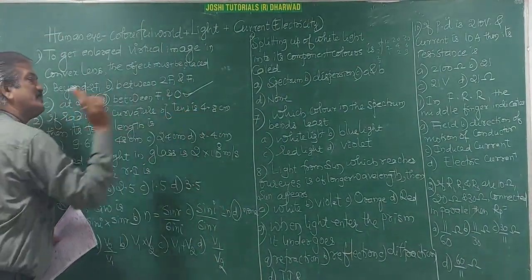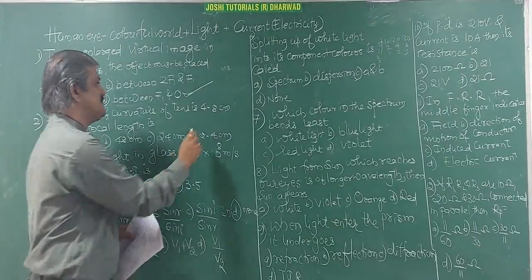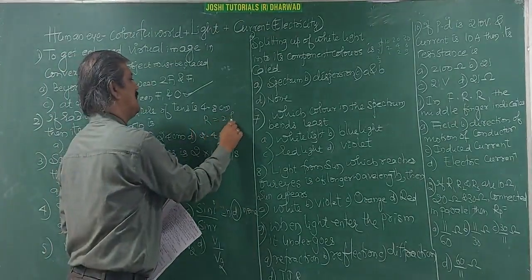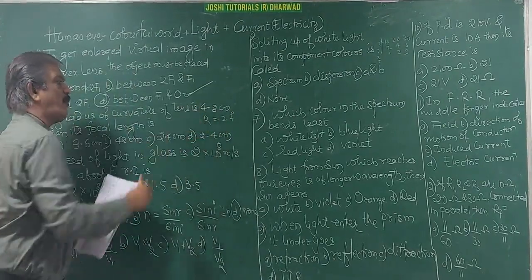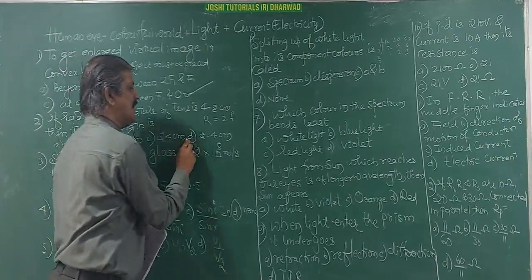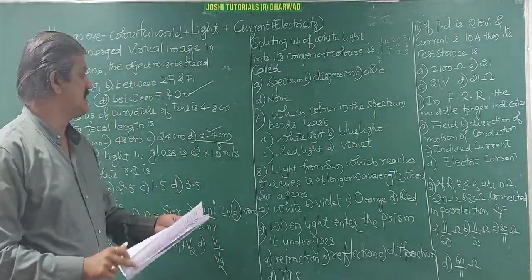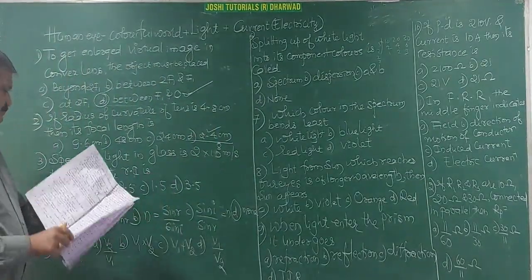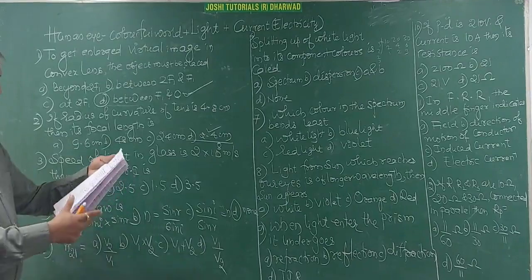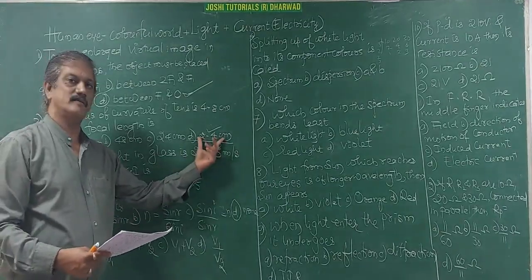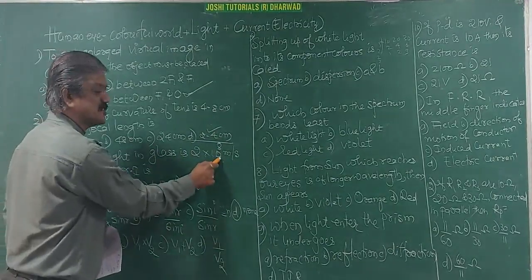Radius of curvature is 4.8. R is double the f. He has asked for the focal length. Half of 4.8 is 2.4, option D. You must know the formula. If the radius is given, you will come to know the exact answer. It is half.